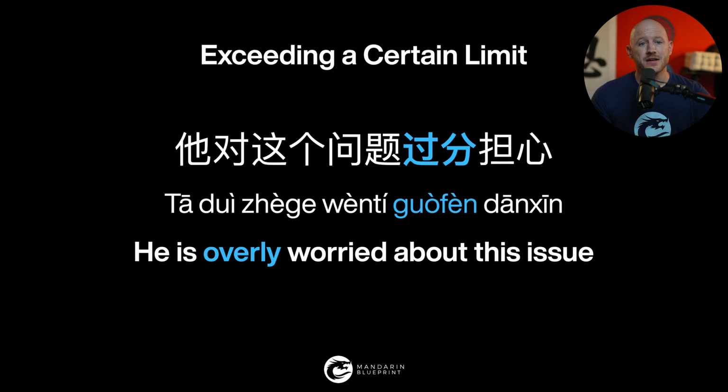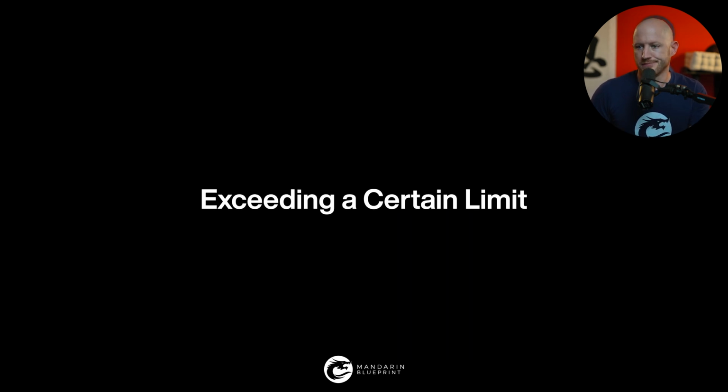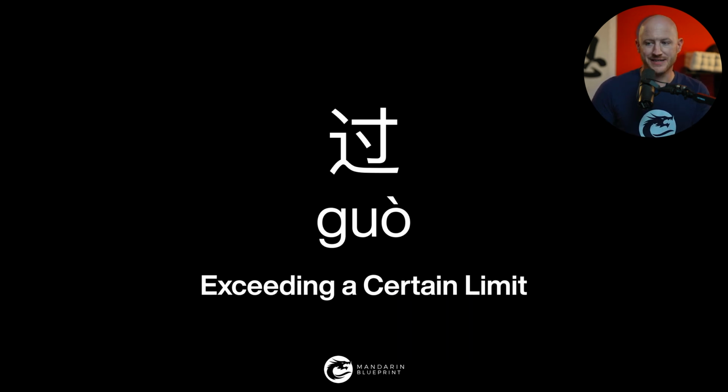And you could also use it in a context of a sentence like this. 他对这个问题过分担心. He is overly worried about this issue. And by the way, look at that. There's that 对 something, 过分 or 过敏. So you can see that structure is going to come up a lot more. In this case, it's not saying 你太过分了, you are just over the line, but it is saying that you're overly worried. So there we have 过, meaning exceeding a certain limit.